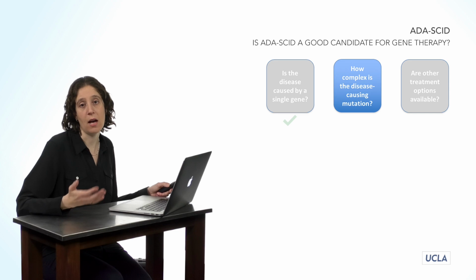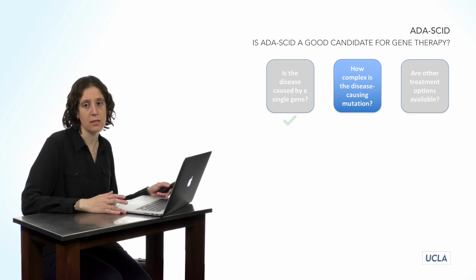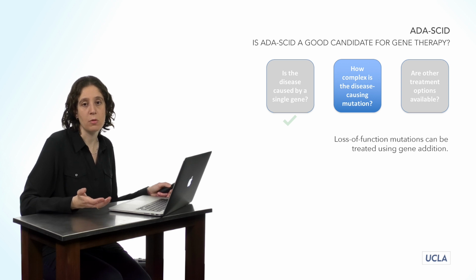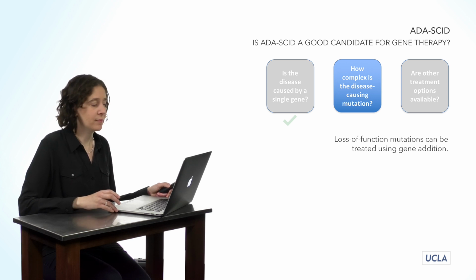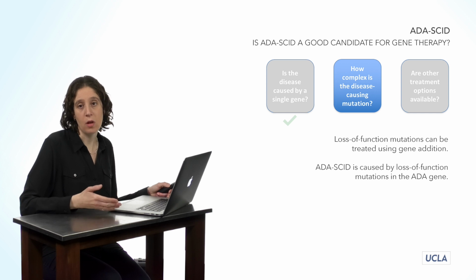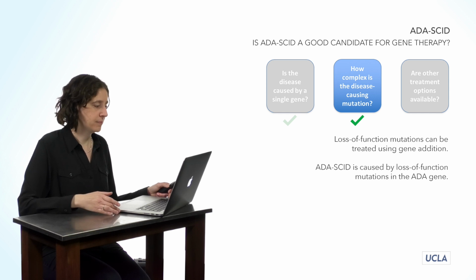The next question is how complex the disease-causing mutation is. Loss of function mutations can be treated using gene addition, which is the most common and most well-established form of gene therapy. However, as we talked about in the last lecture, gain-of-function mutations cannot be treated by gene addition because the mutant protein will still be present. Now, in the case of ADA-SCID, the disease is caused by loss-of-function mutations in the ADA gene. So ADA-SCID is a good candidate for gene addition.